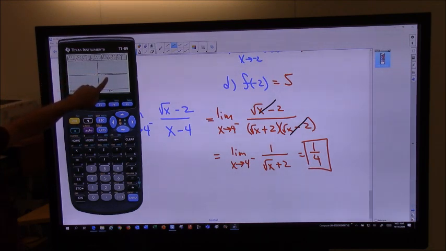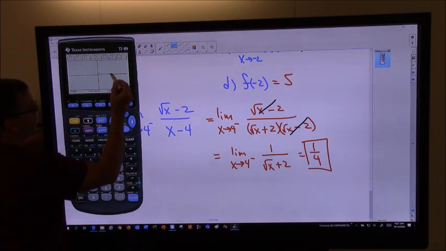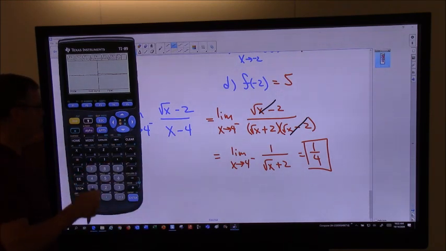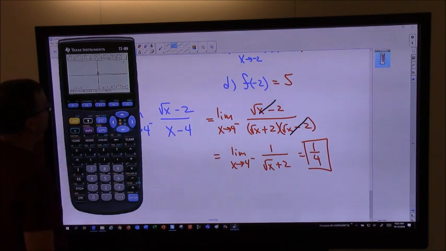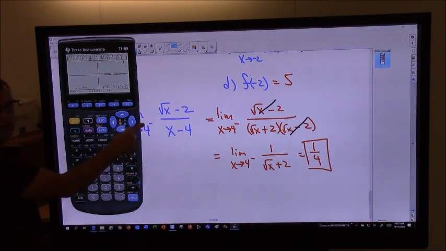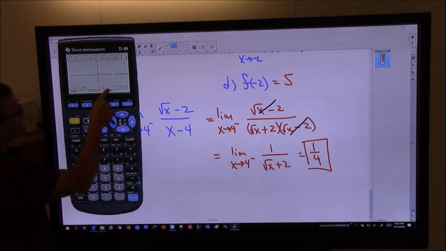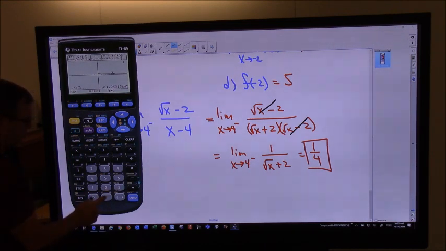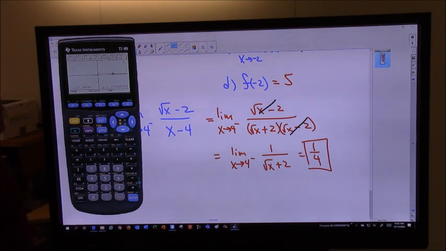All right? So it does look like I've got a positive answer here. I can't really visually look at that and tell that that's 1/4. But I could go to a numeric method now if I want. I could hit my trace option, and I could say, let's try 3.99. Okay, so I'm getting close to 4 from the small side. 0.2501. Get a little bit closer. 3.9999. And that looks like it's even closer to 0.25.